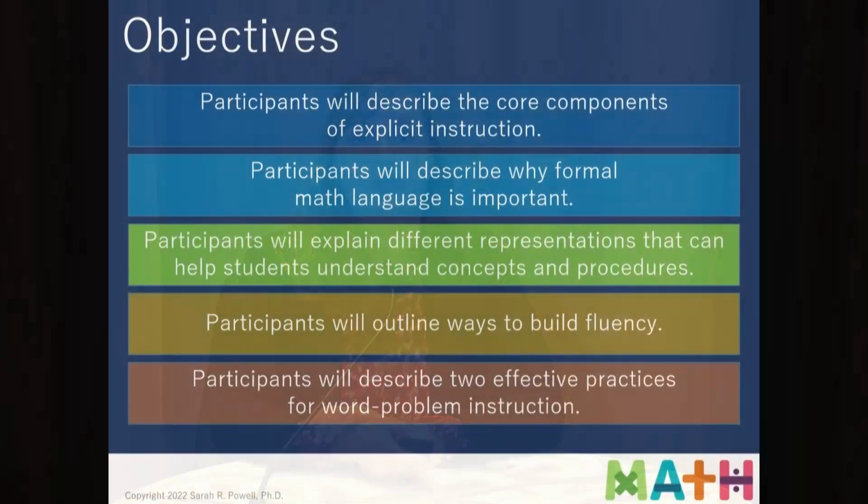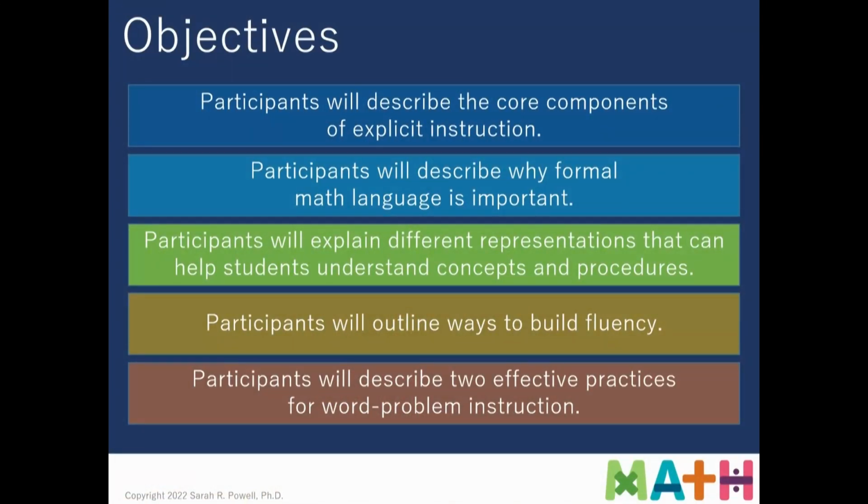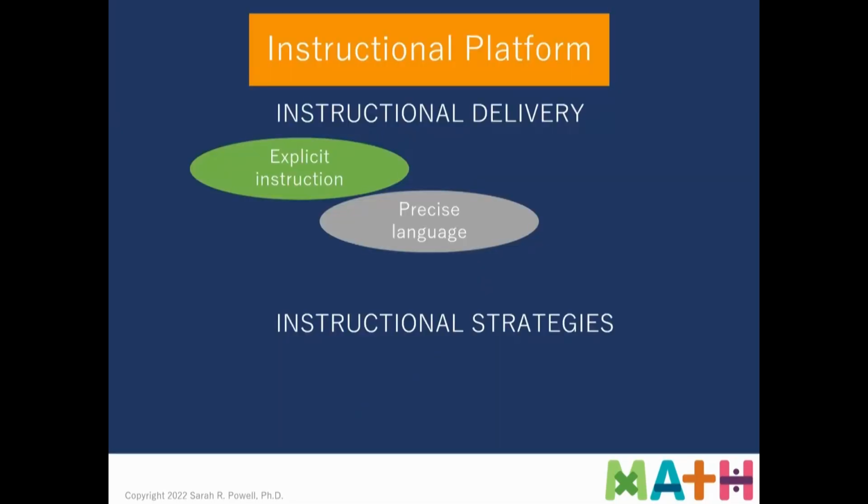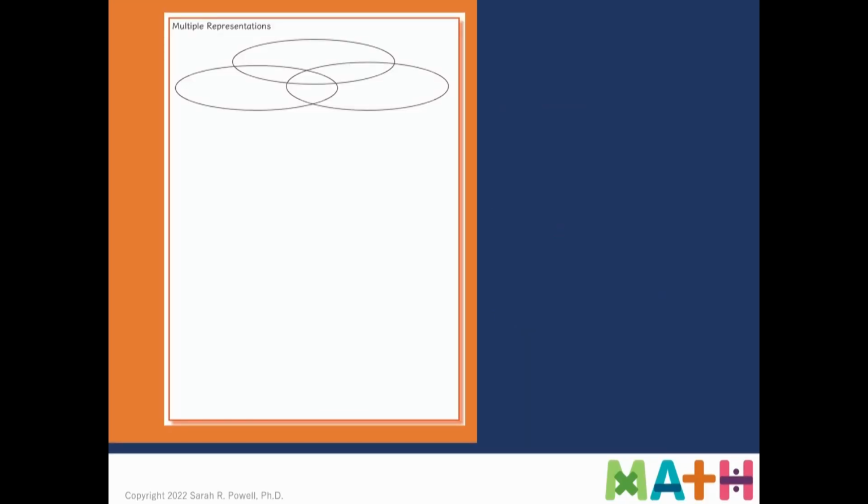So we just finished talking about why formal math language is important. And so now we'll transition to our third objective for today, and that is talking about the use of different representations. So when we think about these multiple representations, we are now going to layer them onto the explicit instruction and that focus on language. So these three things together will work in tandem to help students understand the concepts and procedures of math. So let's dig into those multiple representations.